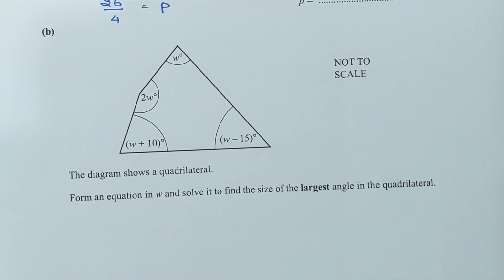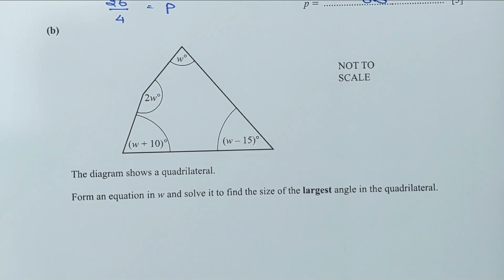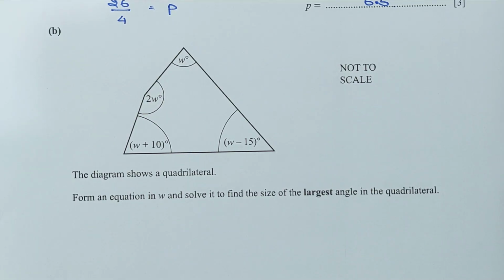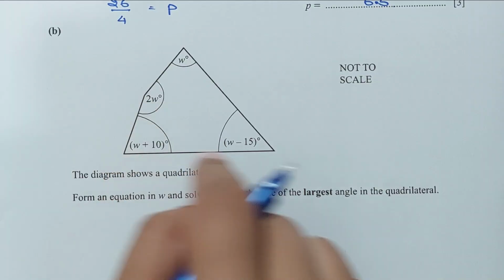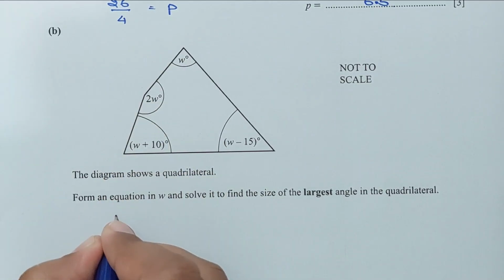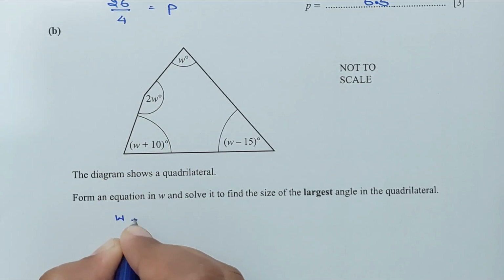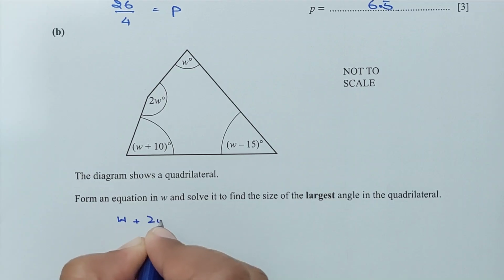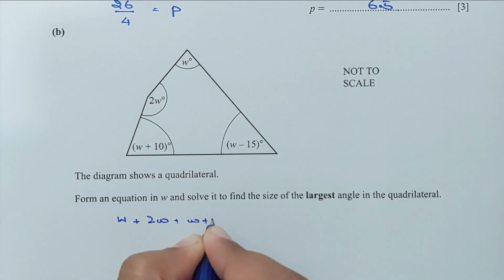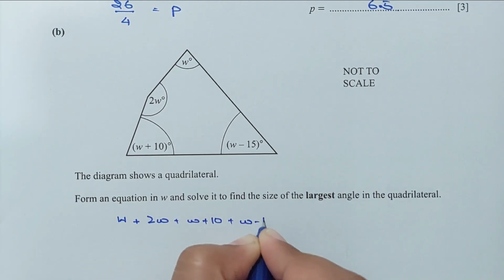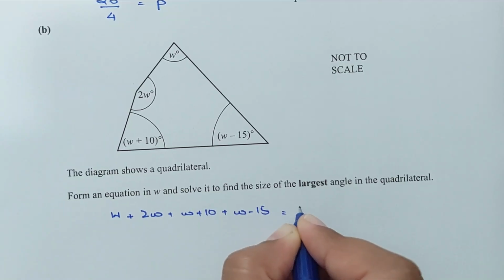Now for part B, the diagram shows a quadrilateral. Form an equation in w and solve it to find the size of the larger angle in the quadrilateral. Alright, so the larger angle we have to calculate. 1, 2, 3, 4. It is a quadrilateral. The sum of all angles of a quadrilateral adds up to 360. 2w plus w plus w plus 10 plus w minus 15. This sum equals 360.